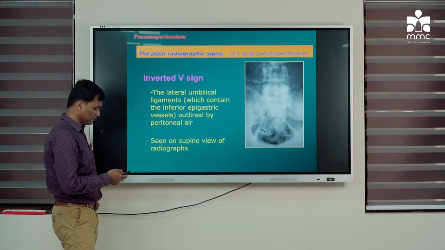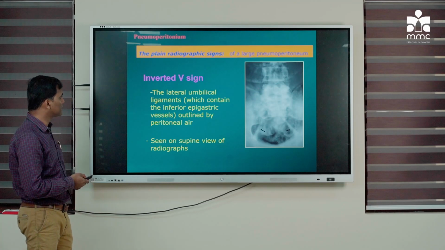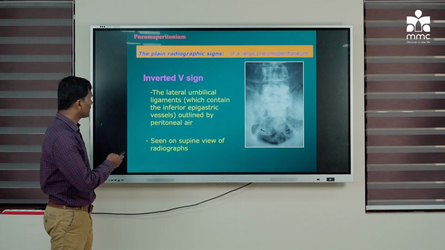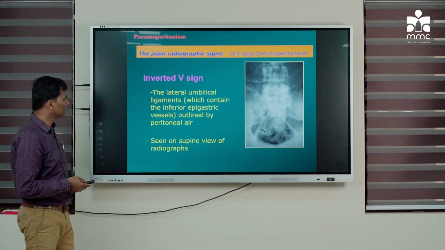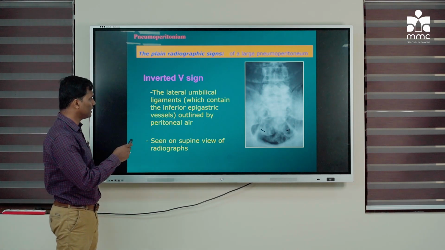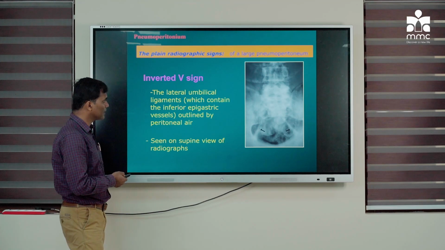Similar to the urachus sign, this is the inverted V sign. The concept is the same. The lateral umbilical ligament, which contains the inferior epigastric vessels, is outlined by the air. That's why it is seen nicely, again in supine view.